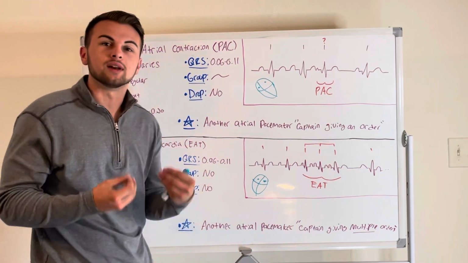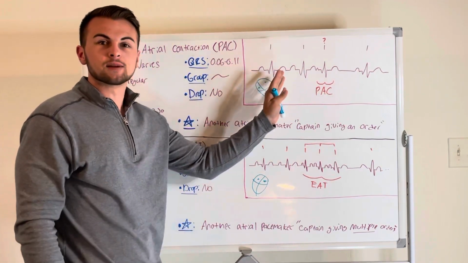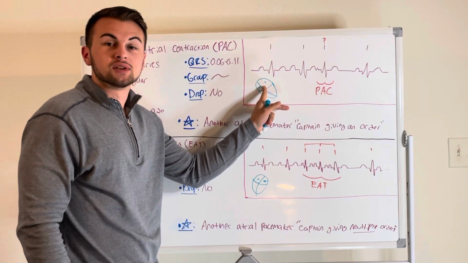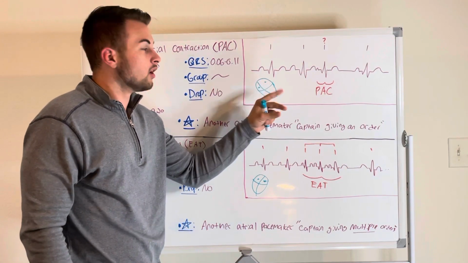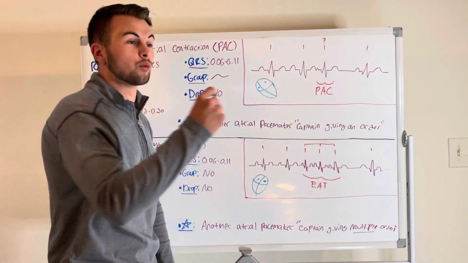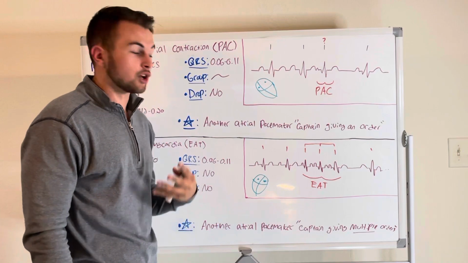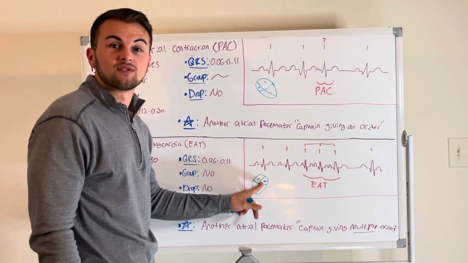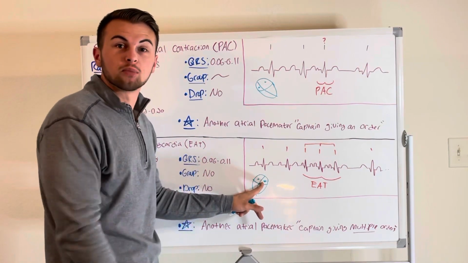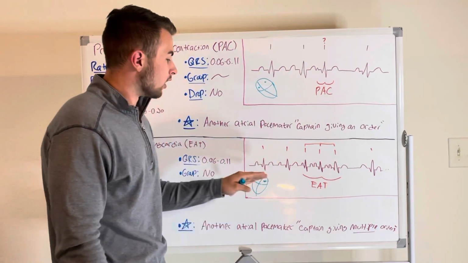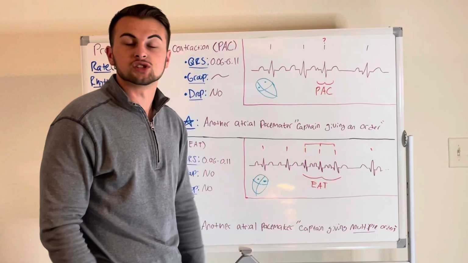To review, what we need to know about PACs is that they are due to the random firing of another pacemaker besides the SA node. So the SA node will be going, and all of a sudden you have a random fire, and that's the PAC. And then for EAT, there's a group of pacemaker cells that fires a short burst of quick impulses, which shows up as a short burst of tachycardia in what would otherwise be just a normal sinus rhythm.